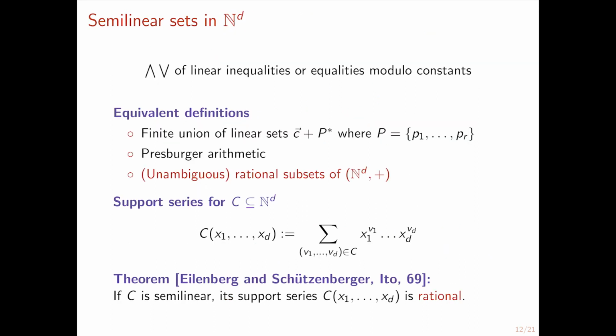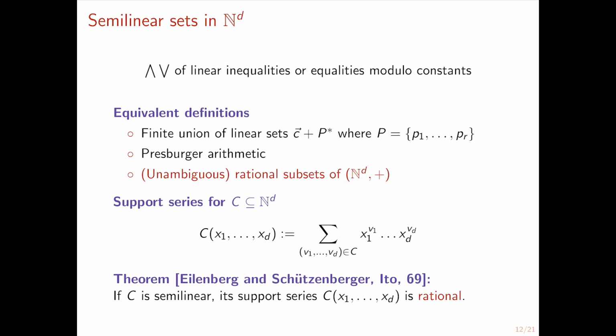The accepting set C is not any set. As I said, it is what is called a semilinear set in N^d, which is a Boolean combination of linear inequalities or equalities modulo constants. Semilinear sets are widely used in formal languages. They have several equivalent definitions presented here, and maybe the last one is the most important one for us. Semilinear sets are the unambiguous rational subsets of the monoid N^d.